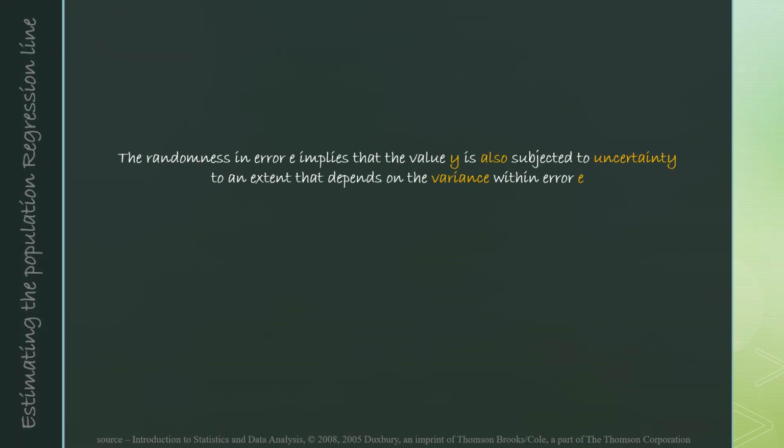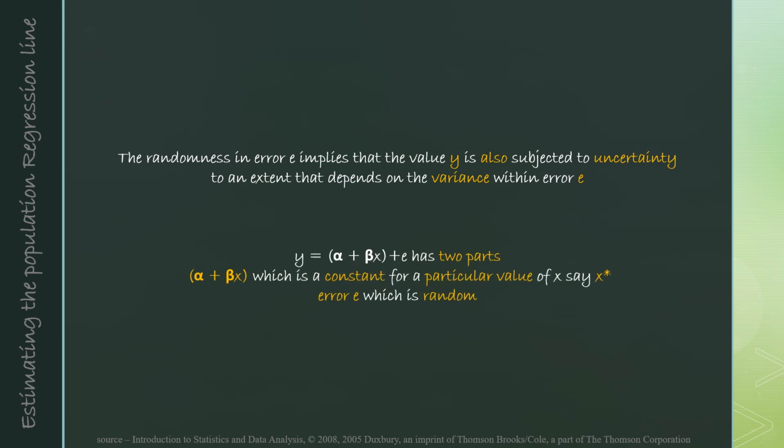The randomness in error e implies that the value y is also subjected to uncertainty to an extent that depends on the variance within the error e. y equals alpha plus beta multiplied by x plus e has two parts. The first one being alpha plus beta multiplied by x, which is a constant for a particular value of x, say x star. The second part is the error e, which is random, bound by the assumptions that we just discussed.